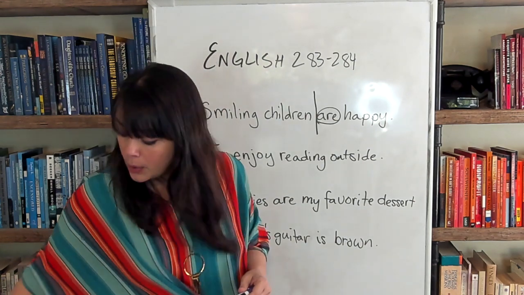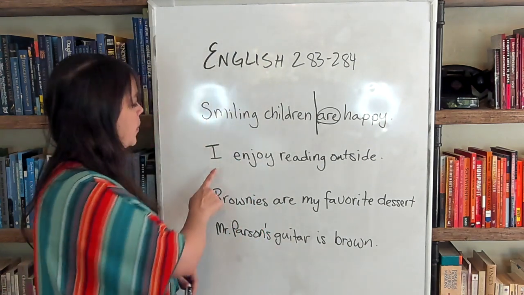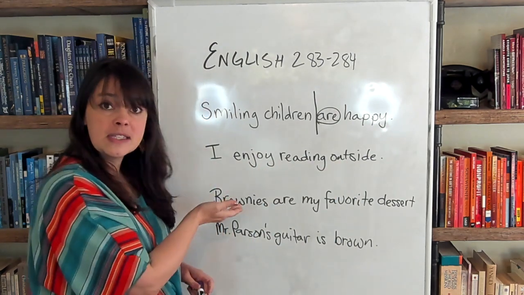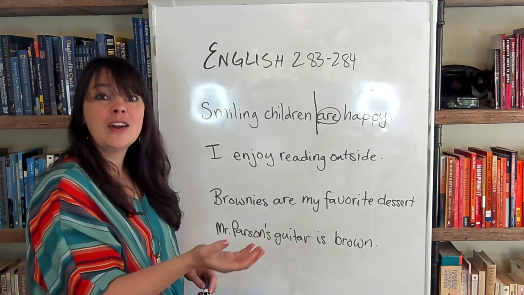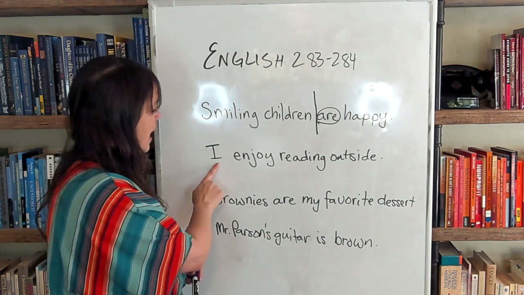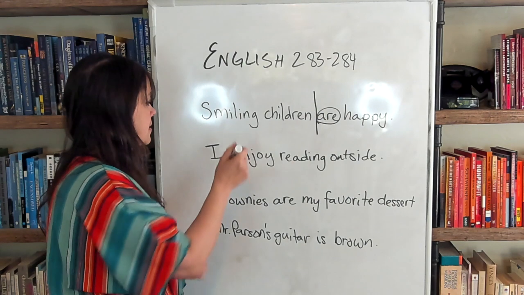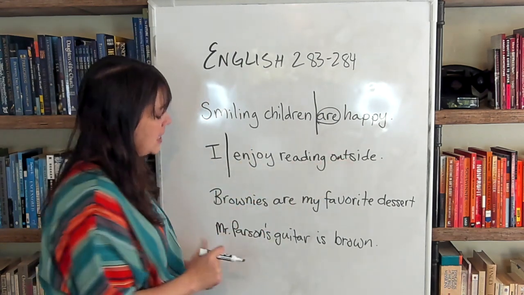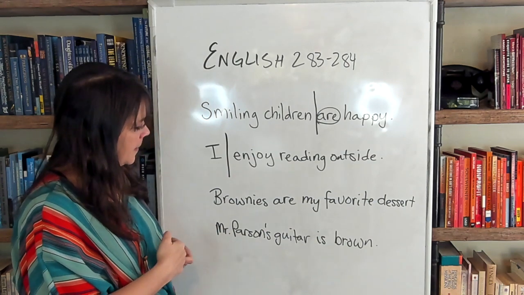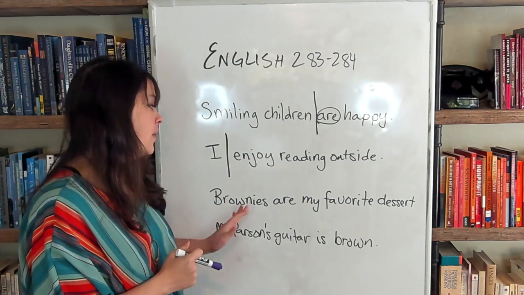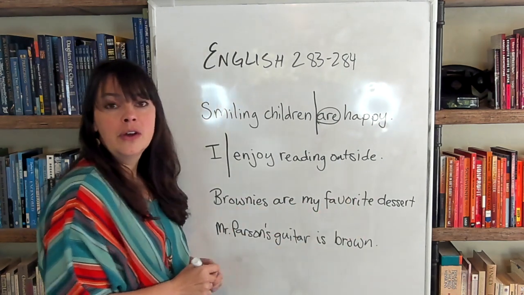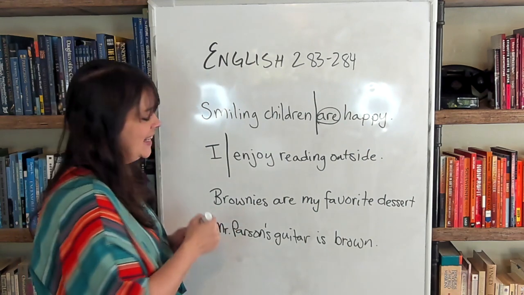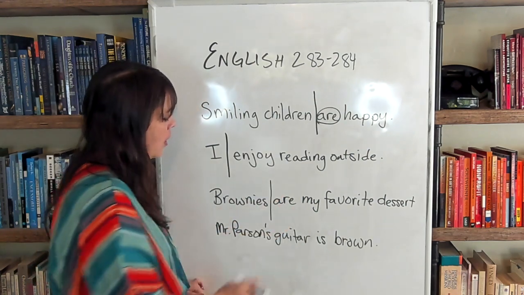Now, a pronoun can also be a subject, right? I enjoy reading outside. It's a personal pronoun. So I could say Mrs. Parsons enjoys reading outside, but I can also replace that with a personal pronoun, I. So in this sentence, I is the subject, and enjoy reading outside is the predicate. Okay, how about this? Brownies are my favorite dessert. Who or what is that sentence about? It is about brownies. And the verb is are.